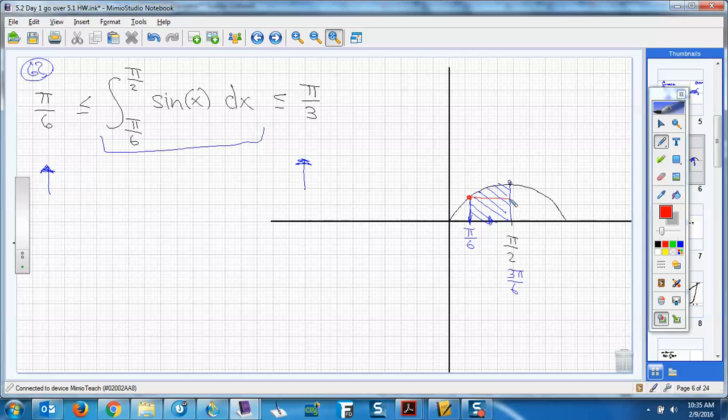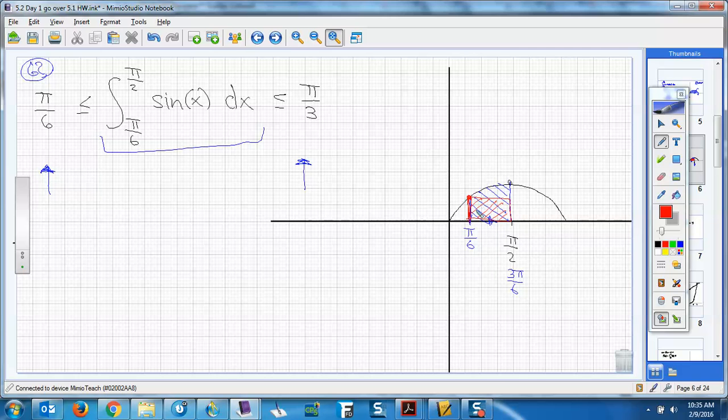Well, wouldn't this rectangle right here be littler than the blue area? And isn't that a rectangle I could find? Couldn't I find the height of that and the width of that? What's this height right here? How would you find that height? That's a sine curve. The sine of pi/6, right? Plug pi/6 into the sine curve. What's the sine of pi/6? One half. Sine of pi/6 is 1/2, right?